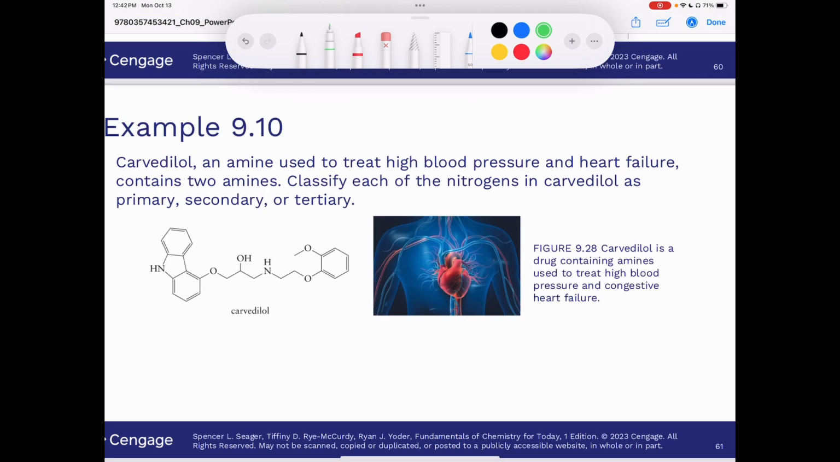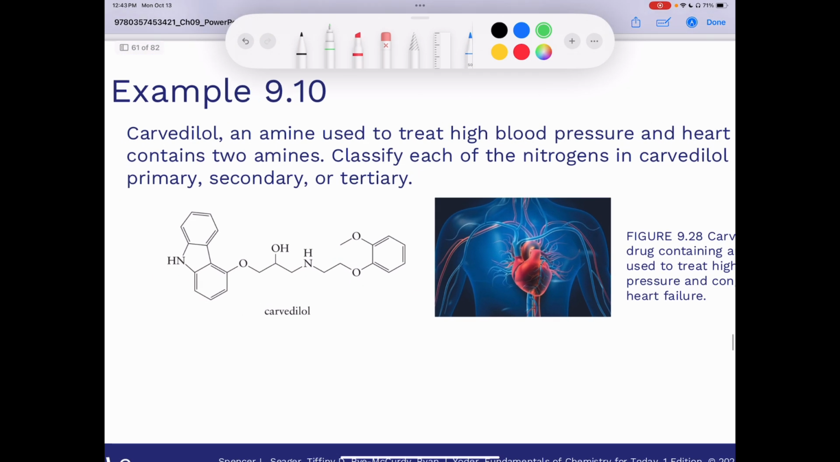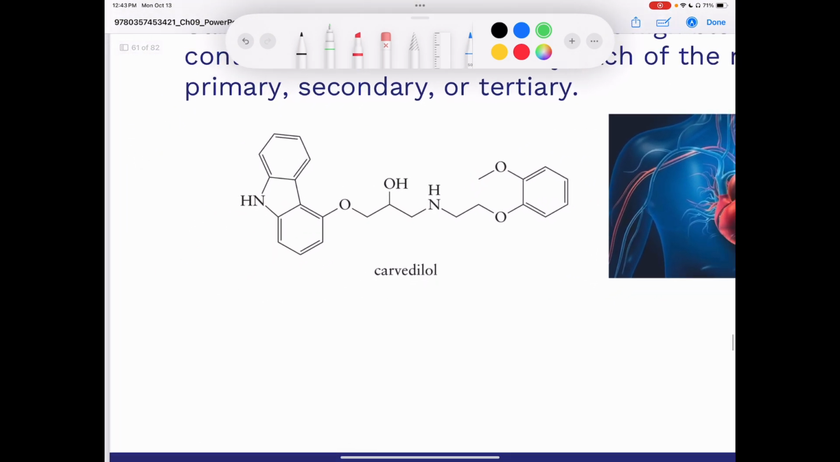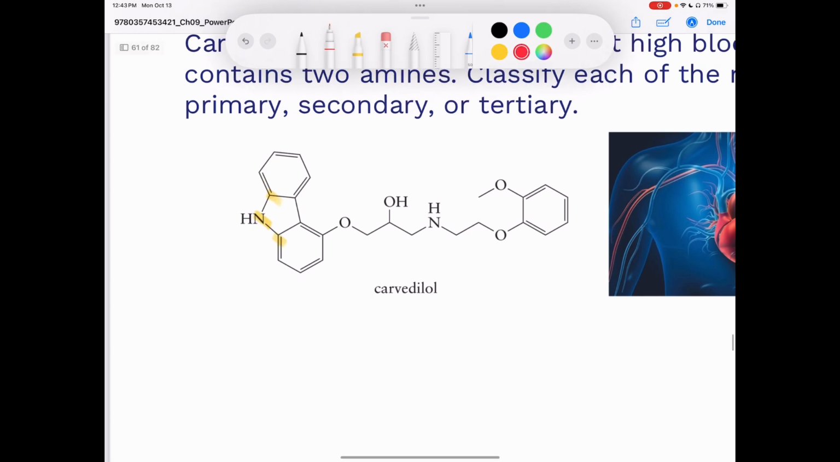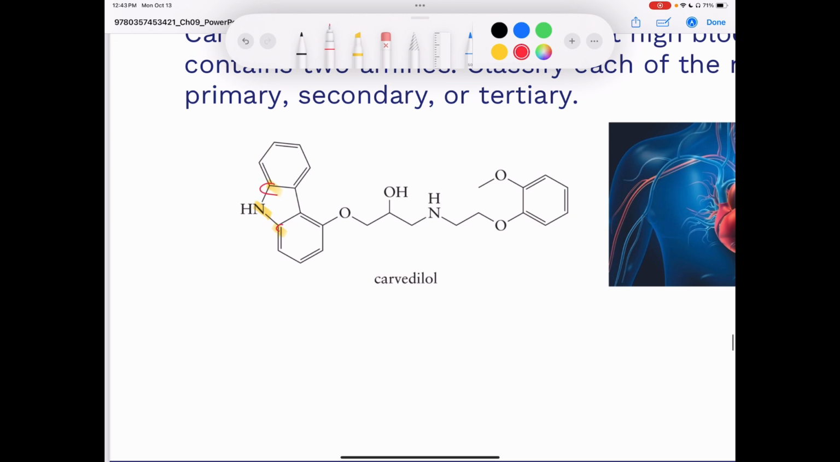All right, carvedilol is an amine used to treat high blood pressure and heart failure. It contains two amines. Classify each of the nitrogens of carvedilol as primary, secondary, or tertiary. Well, if we look at the one on the left-hand side, you can see that nitrogen is attached to two carbons. They're not drawn explicitly in the bond line structure, but we know they're there. And of course, there's one hydrogen. And so this would be a secondary amine.